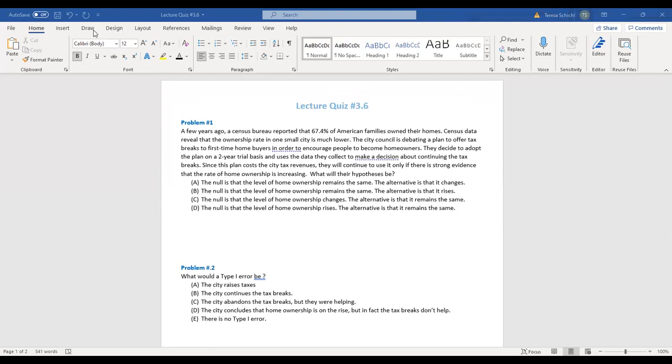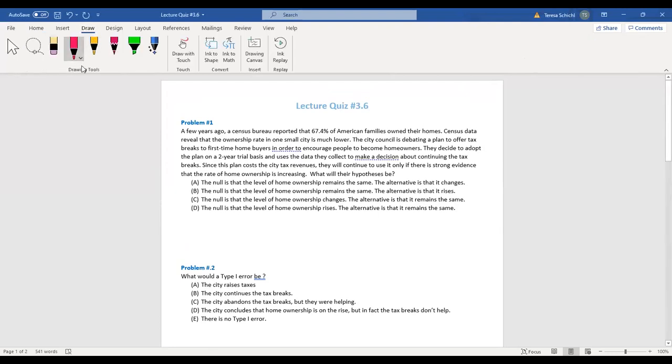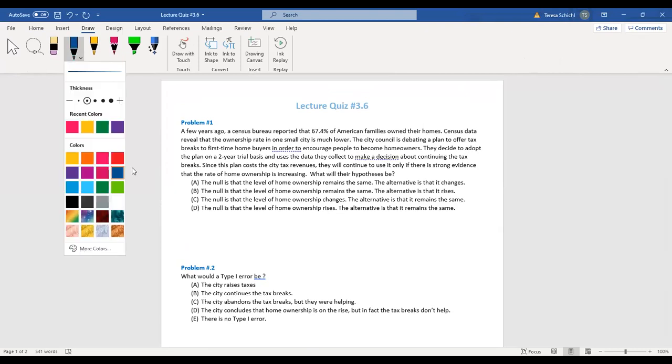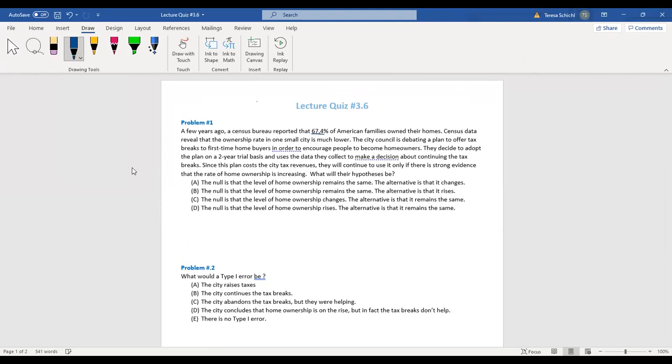A few years ago, a Census Bureau reported 67.4% of American families own their own homes. Census data reveal that the ownership rate in one small city is much lower. The city council is debating a plan to offer a tax break to first-time home buyers in order to encourage people to become homeowners.